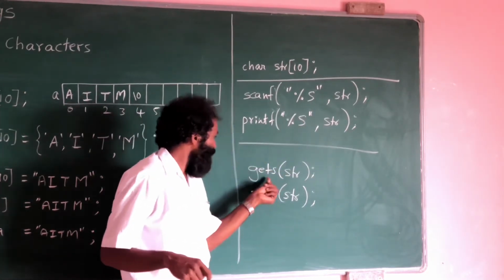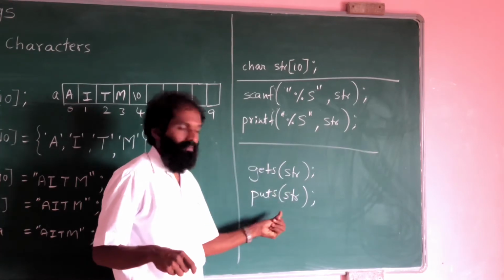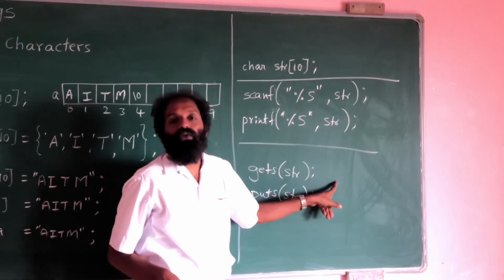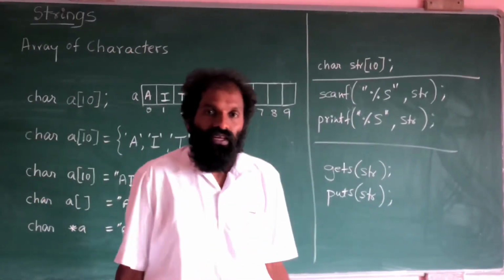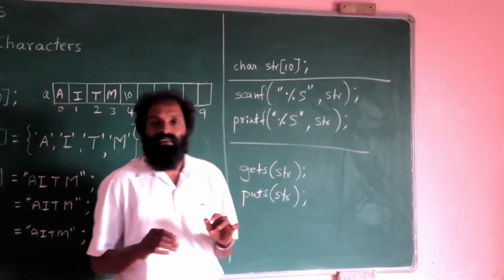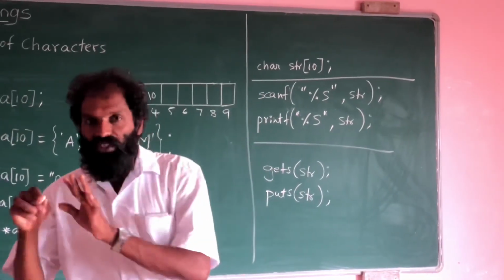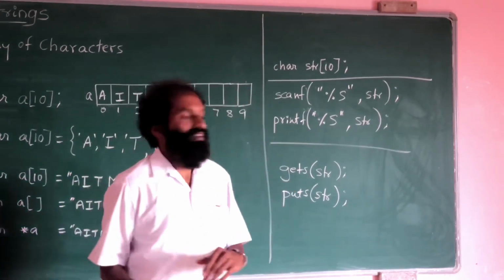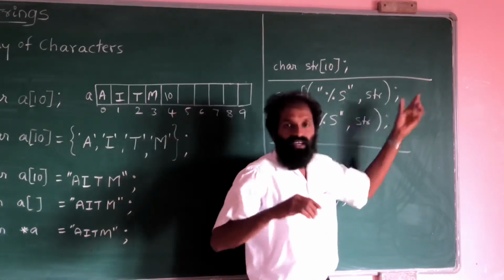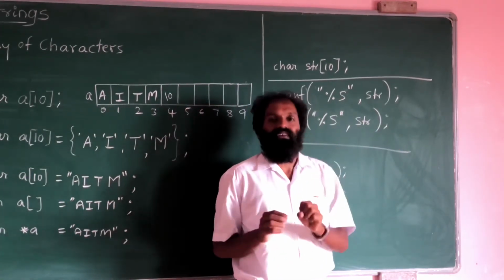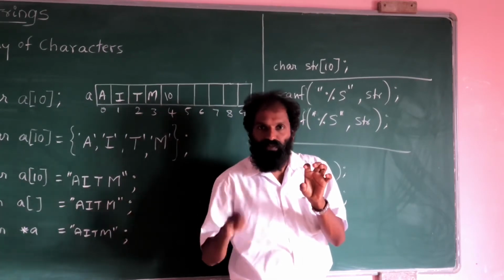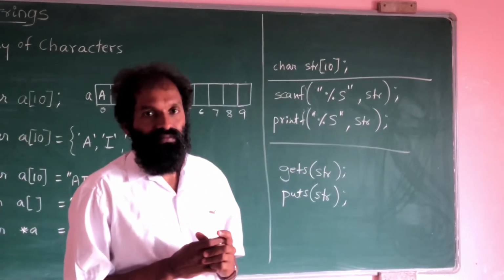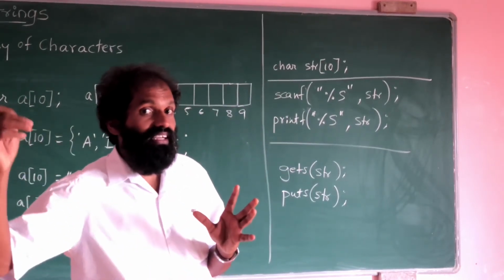Another way, gets, puts. Get string, put string. In this, same thing, but here we can store even a sentence. For example, if you enter AITM space Bhatkal, it will take completely AITM Bhatkal. Here, if you type AITM Bhatkal, it takes only AITM. When you press the space button, it won't collect the remaining characters.